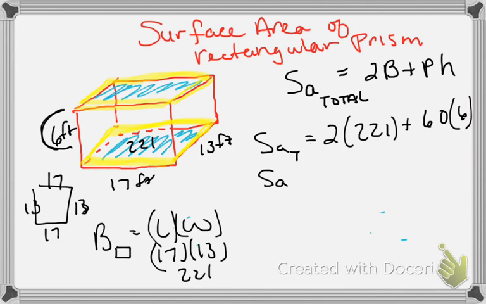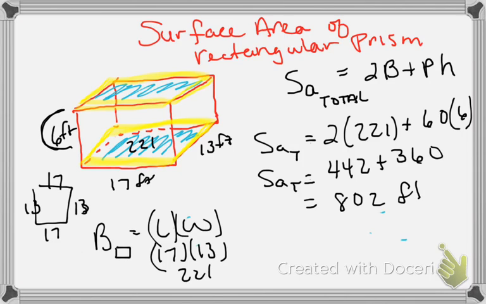So my total surface area is 442 plus 360. And when I add those two together, I get 802. And that should be square feet because we're talking area, and area always has a little square on it. Now that's total surface area.